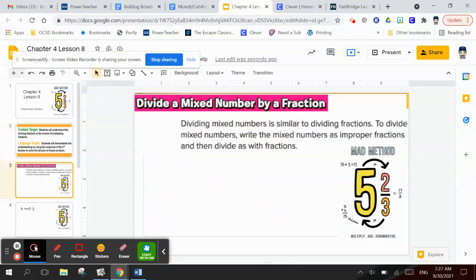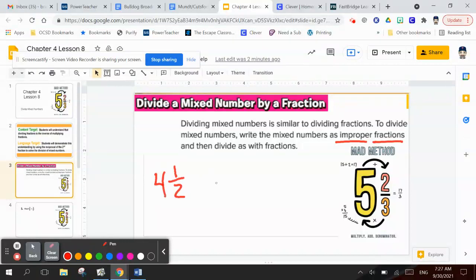So to divide a mixed number by a fraction is very similar to dividing fractions. To divide mixed numbers, we have to write the mixed numbers as an improper fraction and then divide as the fractions. So just as a couple of examples, I have 4 1/2. I'm going to write that as an improper fraction. To do that, I'm going to use the MAD method.